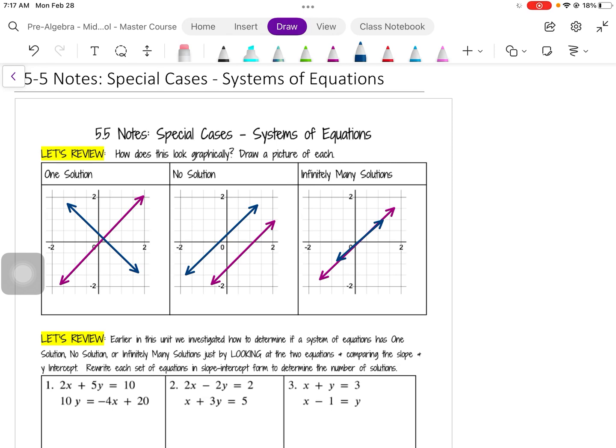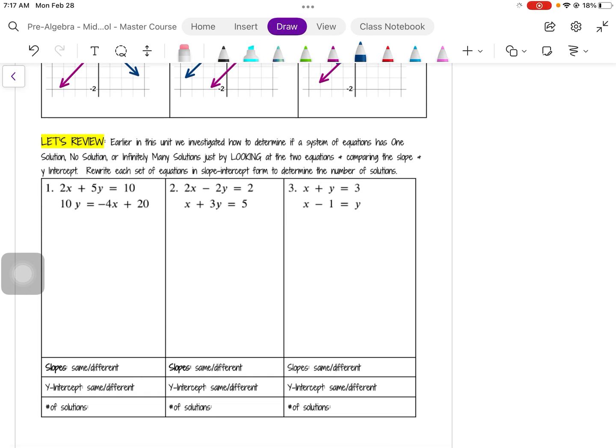All right, so let's go ahead and look at this next section. Remember, earlier in this unit, I believe in sections like 5.0 to 5.2, this was on your first quiz. How do we know if an equation has one solution, no solution, or infinitely many just by looking at the slope and the y-intercept? Originally I gave you these systems of equations and said rewrite each set in slope-intercept form to determine the number of solutions. But to be completely honest, I would not use that method if the equations were not already in slope-intercept form. So I'm not going to use these equations. I'm going to go to a different source.